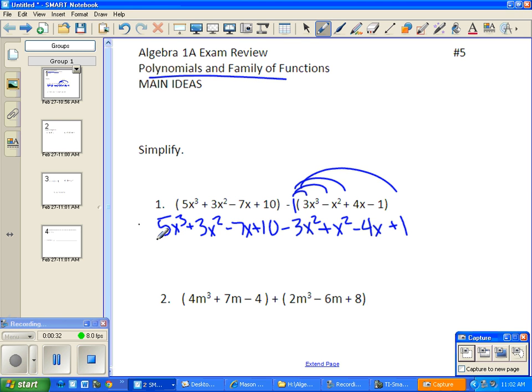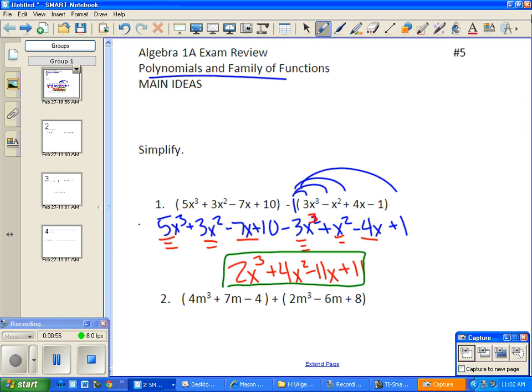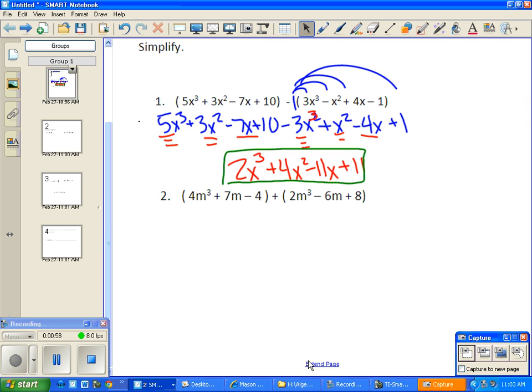Now we're looking for like terms. You have 5x to the third minus 3x to the third. Those are like terms. That makes 2x to the third. 3x squared plus 1x squared makes 4x squared. You also have a negative 7x and a negative 4x. That's negative 11x. And 10 plus 1 makes 11. So your final answer, 2x to the third plus 4x squared minus 11x plus 11. No more like terms, you're done.